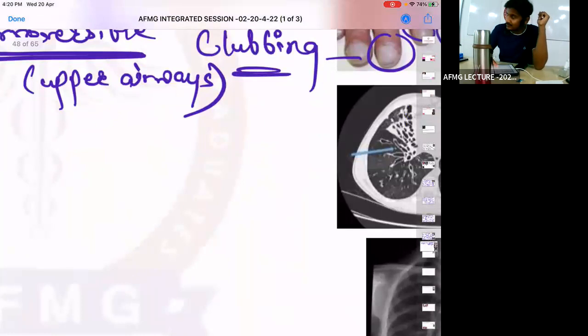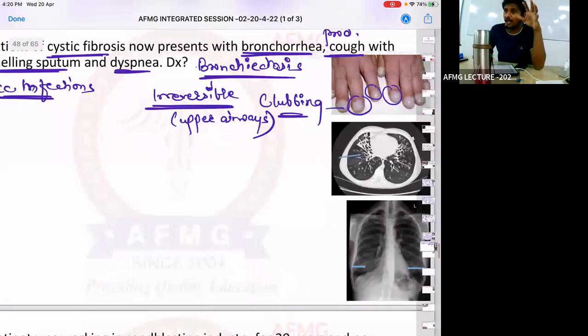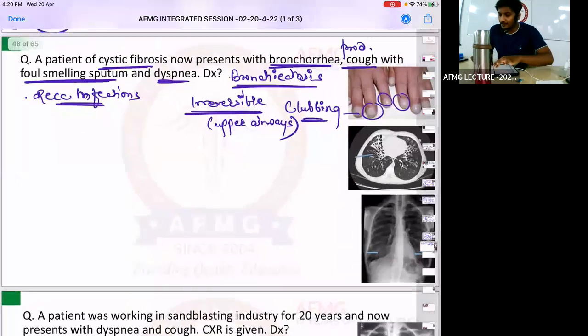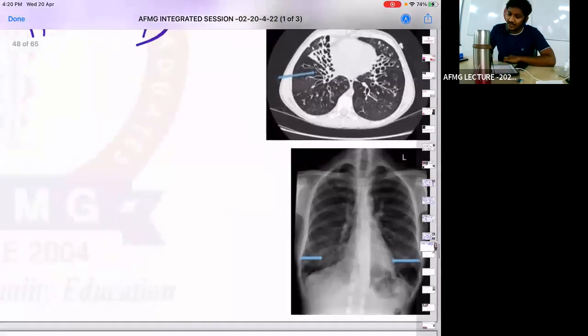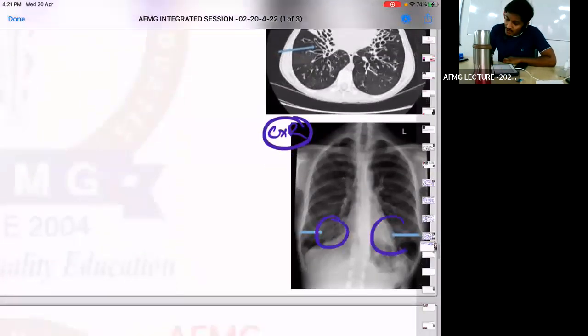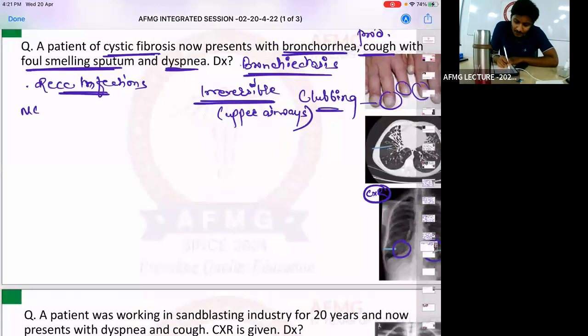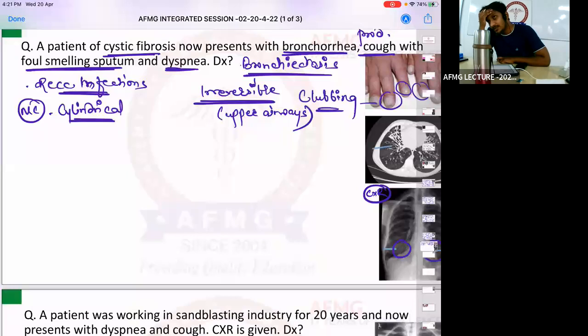If I talk about the investigation, I hope all of you know the symptoms: dyspnea, bronchorrhea, productive cough, foul-smelling sputum, all of that. Along with that, the first line investigation is definitely a chest X-ray. On that, I can find the most common subtype of bronchiectasis, and the most common subtype of bronchiectasis is cylindrical.